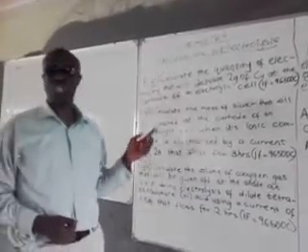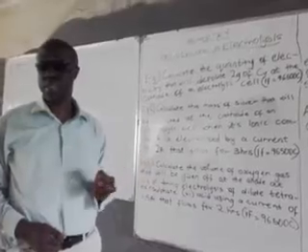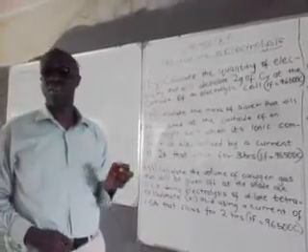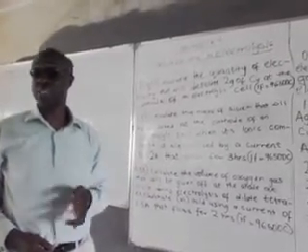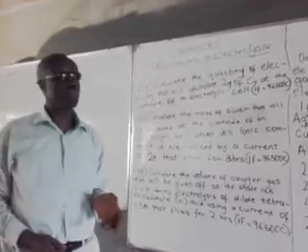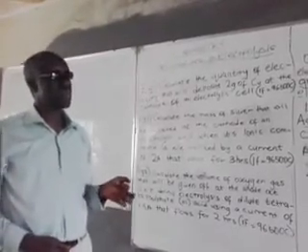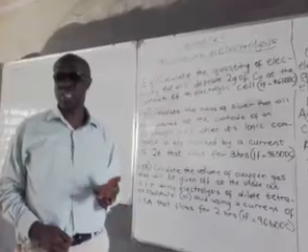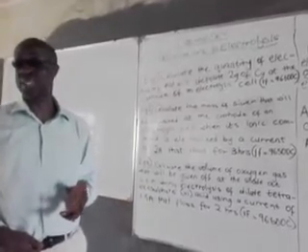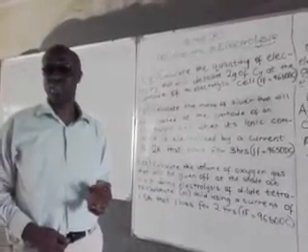We are now going into calculation proper: how we can calculate the mass of an element that will be deposited at the cathode or liberated at the anode. We are going to illustrate this with many examples. So example 1 goes like this.